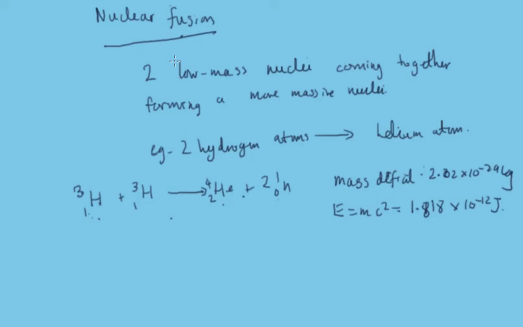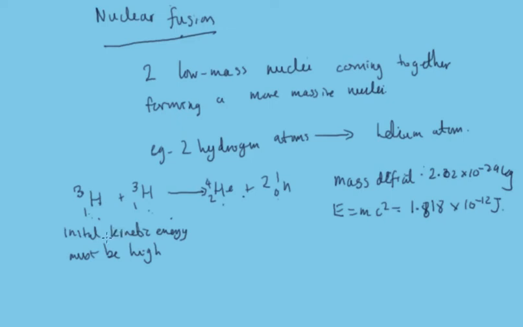So for these two hydrogen atoms to collide, they need to have a very high initial kinetic energy in order to force the atoms together. Now, in stars, the massive gravitational fields that exist create those conditions, so the atoms will have sufficient energy for nuclear fusion to occur. But on Earth, recreating what's happening in a star is very, very difficult.